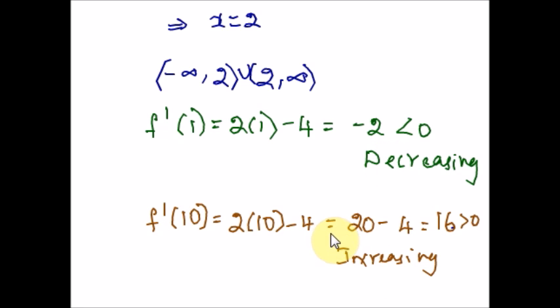Namely, the increasing and decreasing intervals can be established. You can just mention the interval from negative infinity to 2 as decreasing and the interval from 2 to infinity as increasing. And it will be good if you mention the graph.